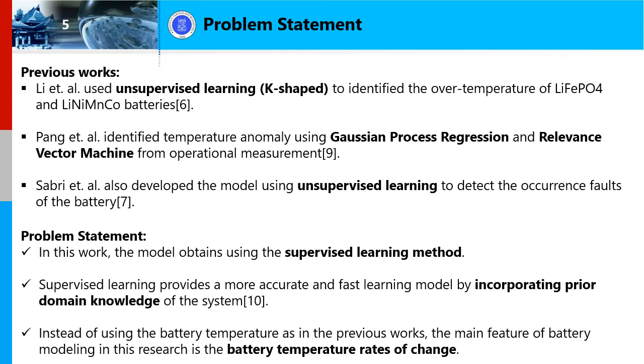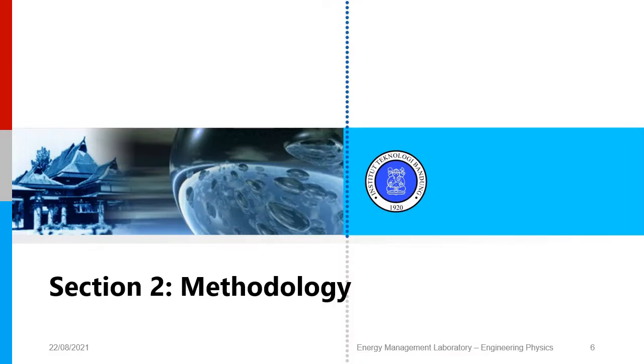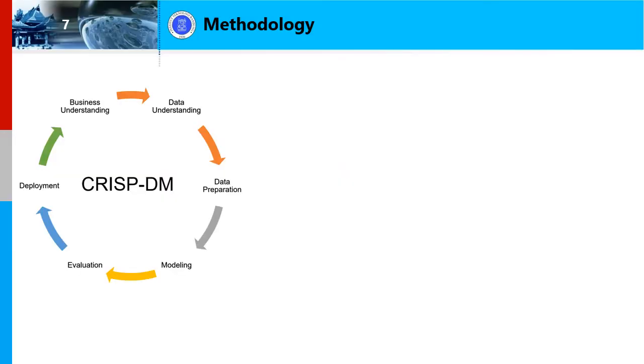In this research also, instead of using the battery temperature as in the previous work, the main feature of battery modeling in this research is the battery temperature rate of change. We move to section 2, methodology.